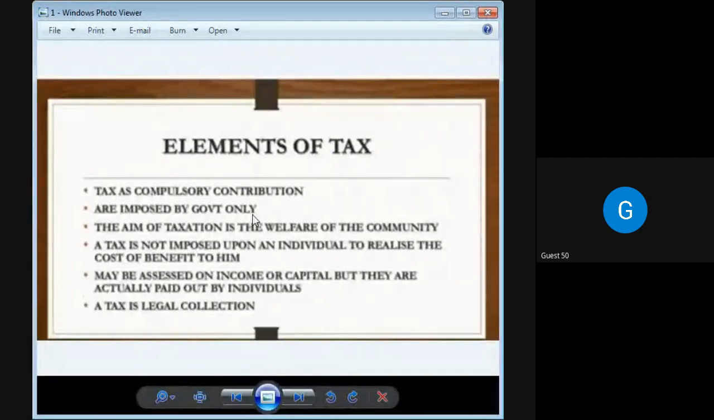So, as an individual, you cannot ask the government, I am paying the tax, so what will be the individual benefit for me? No, there is no individual benefit for any taxpayer. It is the welfare of the community.